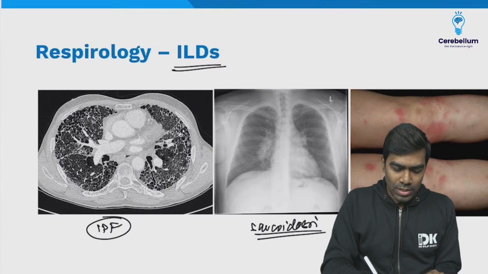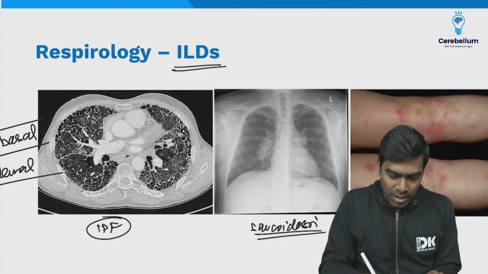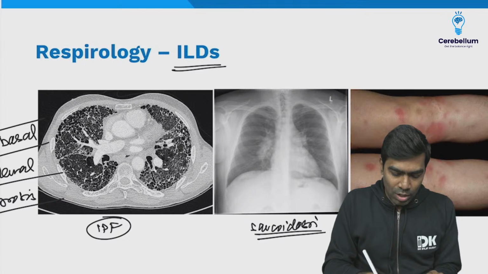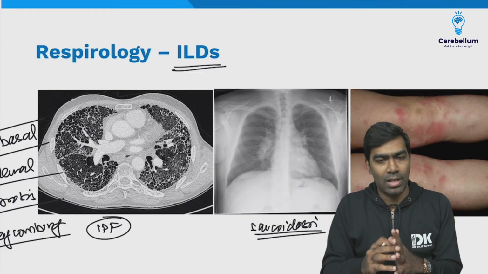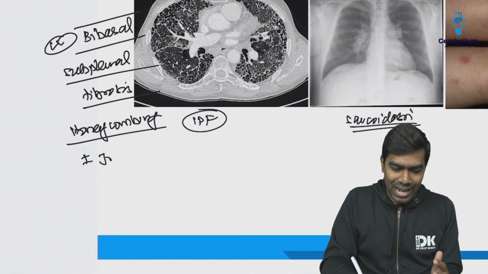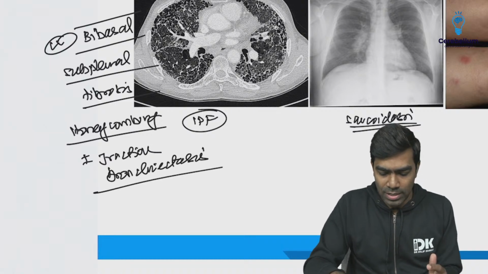What you will see? You will see bibasal, which means it's going to typically involve the lower lobes, subpleural fibrotic changes. You're going to see fibrosis with honeycombing. These are also called macrocystic honeycombing. Bibasal, subpleural, reticular densities with fibrosis and macrocystic honeycombing, and plus or minus you can see something called traction bronchiectasis as well. You can see all of this.